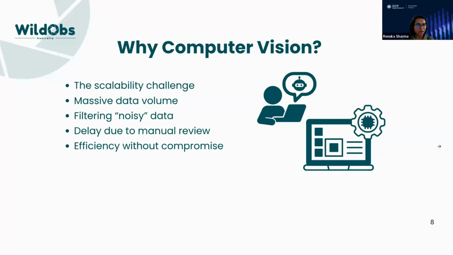Thanks for the introduction. I'll start with why we are using computer vision or AI in our image management platform. There's a big scalability challenge when it comes to ecologists and the camera trapping community. Different conservation efforts collect millions of images over the entire year, and they have massive data to analyze, and it is really difficult to do it manually.